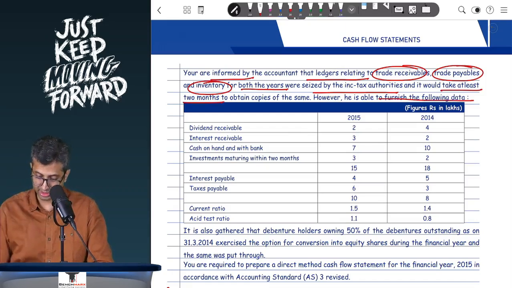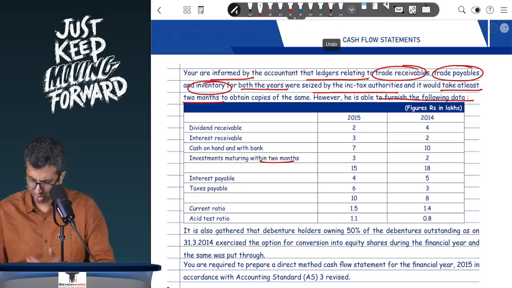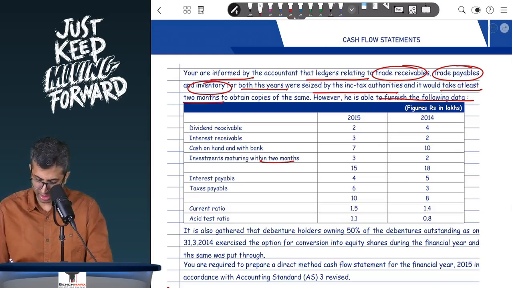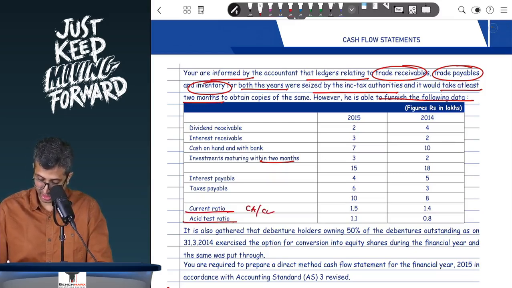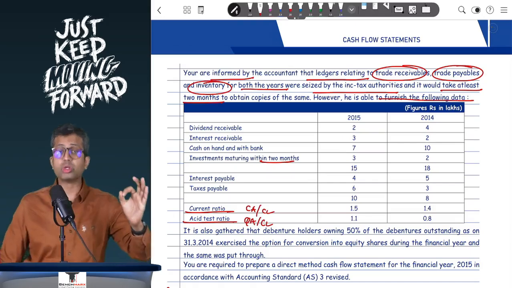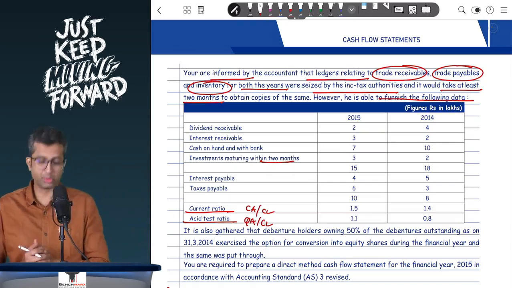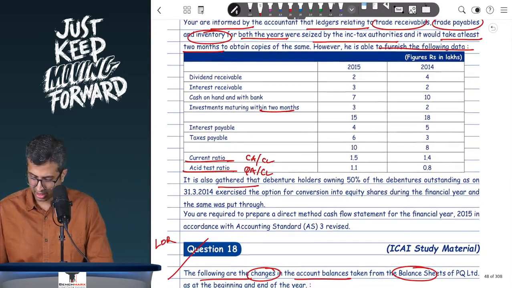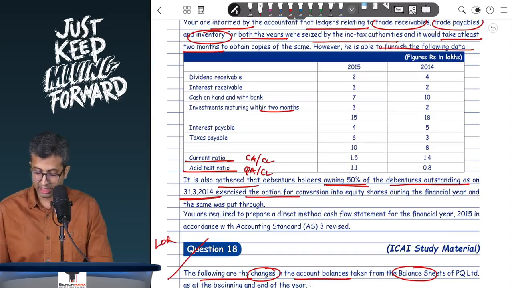You have dividend receivable, interest receivable, cash on hand, investments maturing in 2 months. Okay, so this must be like a, maybe you can take as cash equivalent, I'm not sure. Interest payable, taxes payable. All of these are non-operating in nature. Current ratio and asset test ratio. Current ratio is current assets by current liabilities, whereas asset test ratio is quick assets by current liabilities. Quick assets does not include inventories. But दोनों में denominator तो current liability है. It is also gathered that the debenture holders owning 50% of debentures outstanding as on 31st March 14 exercised the option for conversion into equity shares during the financial year and the same was put through.